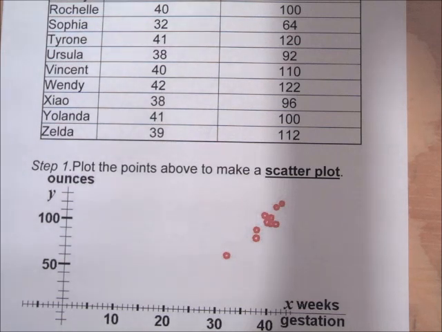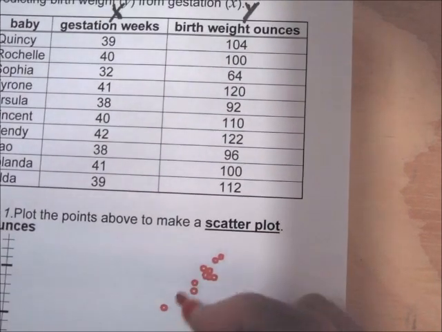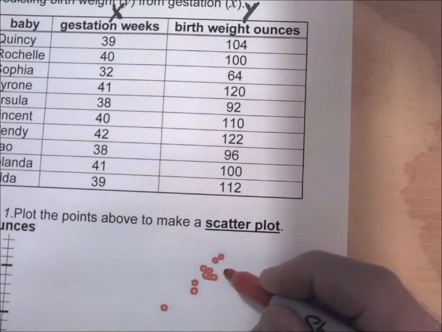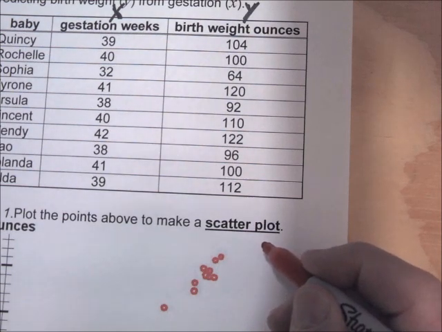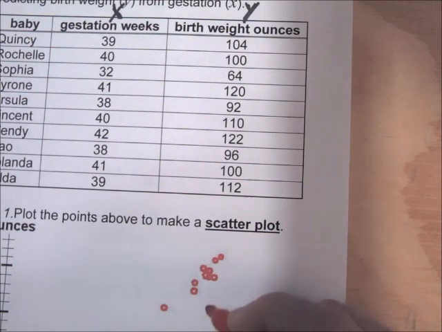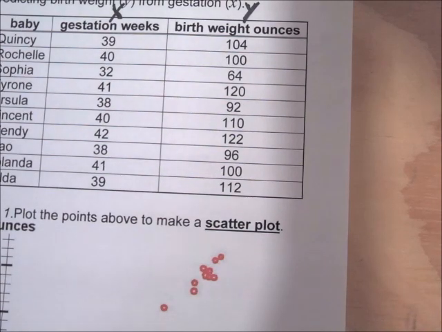Okay, so once we've made the scale, then we can start plotting the points. Quincy is 39 to the right, up 104. So at 39 to the right, up 104, maybe about right here. And then Rochelle, 40 to the right, up 100. 40 to the right, up 100, maybe about right here. And so forth. So I'll plot each of the points.